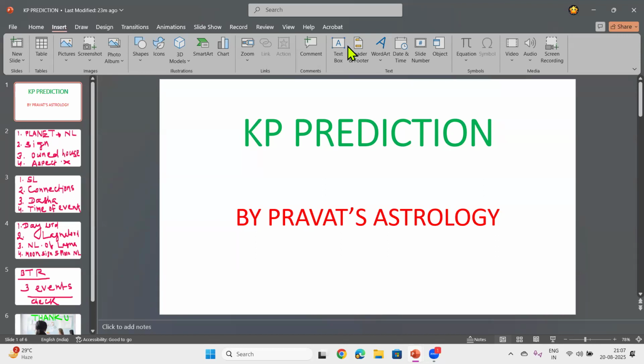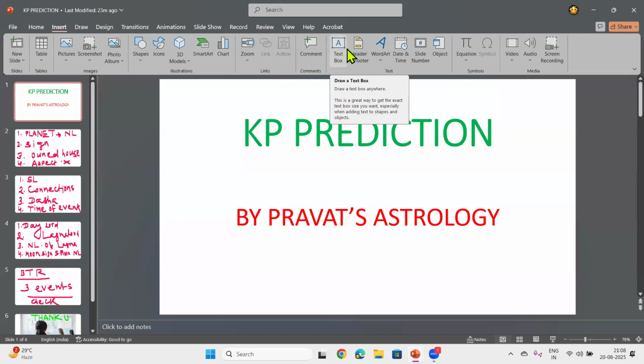There are certain advantages of this KP prediction method, and I will simply tell a few of them. In Vedic astrology, you need to remember so many things about the planet. For the strength of the planet, you have to find out whether the planet is in exaltation or debilitation, who is the enemy of the planet, whether it is in a friendly sign, whether the degree is going to enhance the energy of the planet.